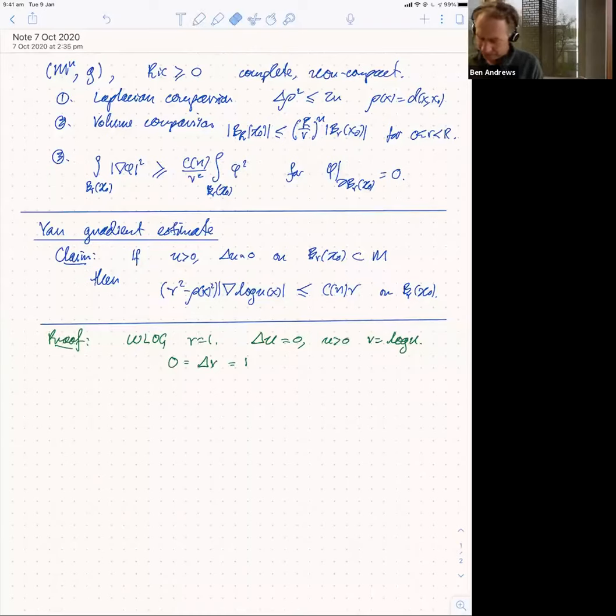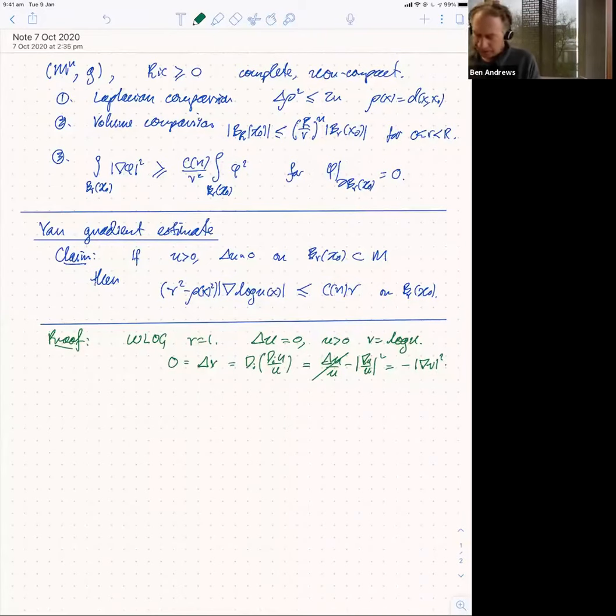Yeah, okay, so let me do the computation. So it's ∇ of ∇u over u, and so that would be Laplacian u over u minus |∇u|² over u squared. And of course the Laplacian of u is 0, so this is just minus |∇v|². So that's the equation satisfied by v.